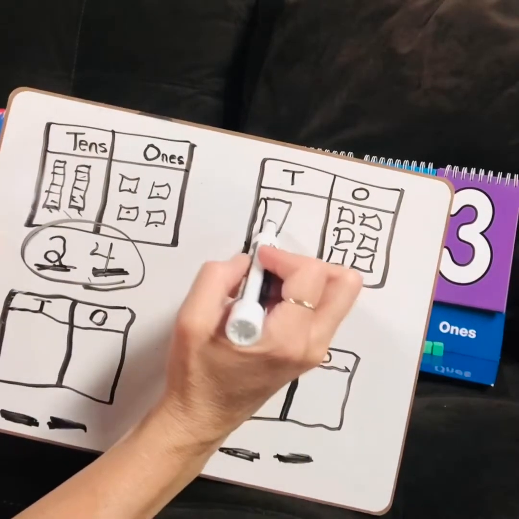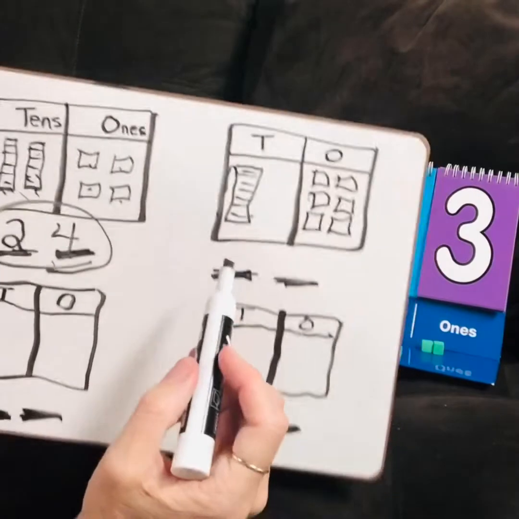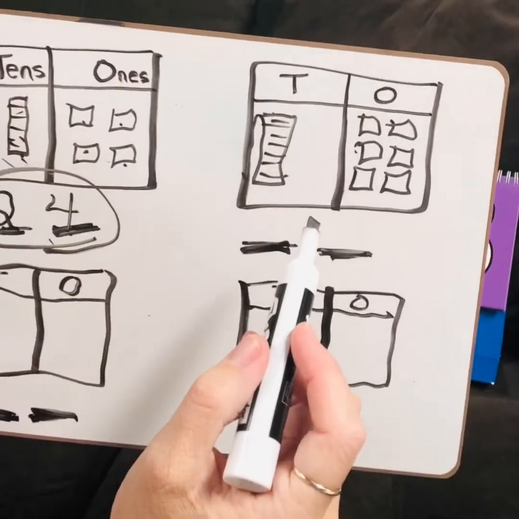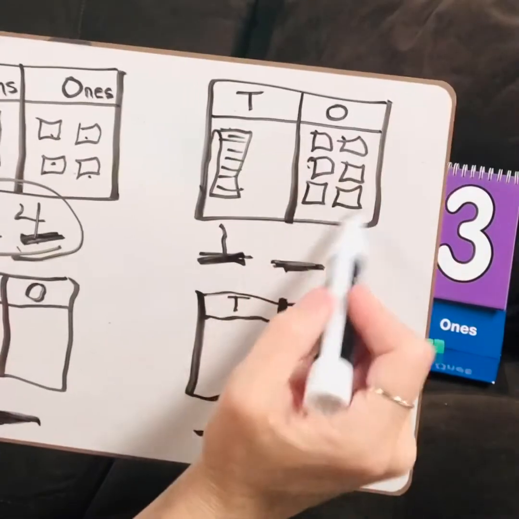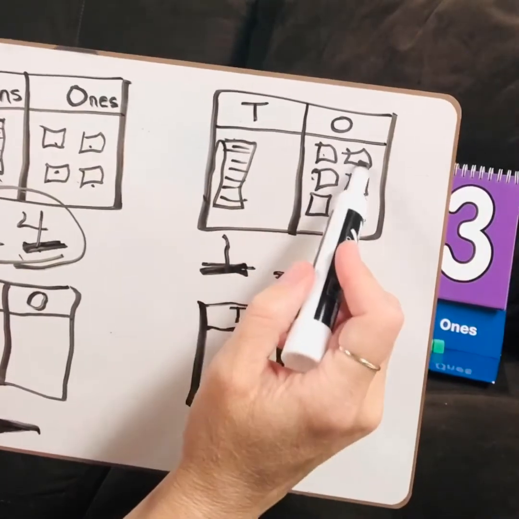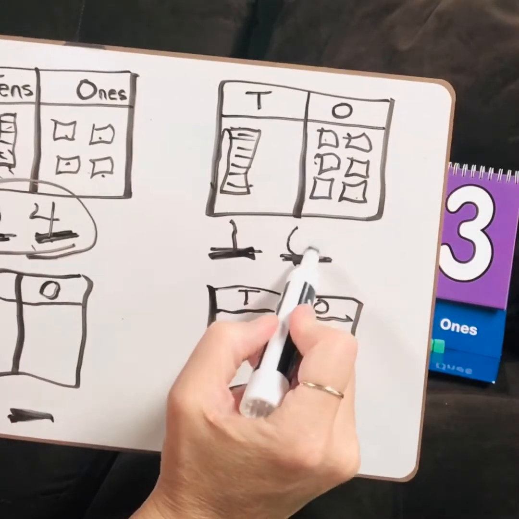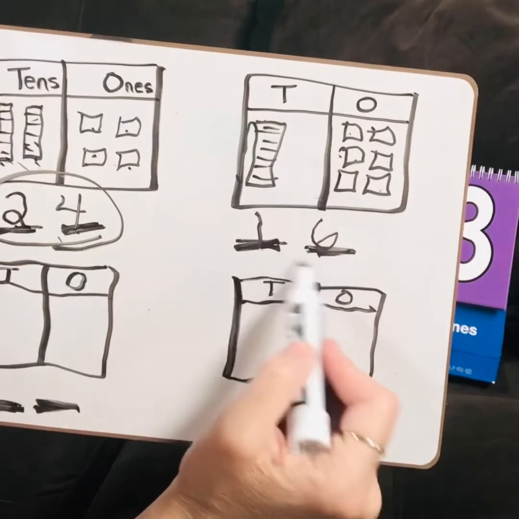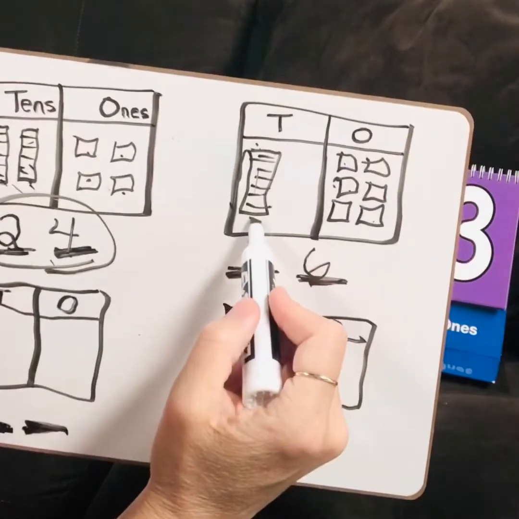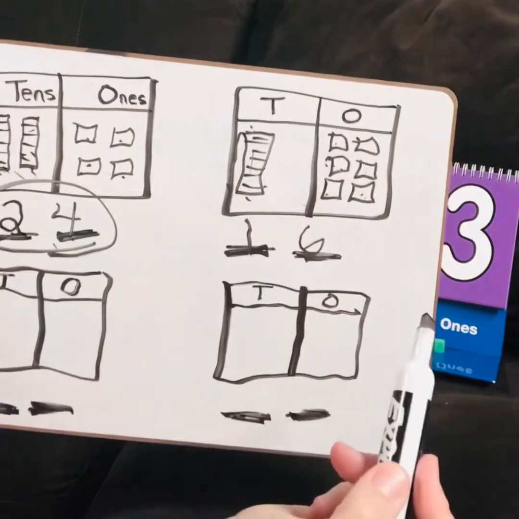All right, remember, this is a 10 rod. How many 10 rods do I have? Yep, 1. And how many ones do I have left over? 1, 2, 3, 4, 5, 6. So this number right here is 16. 10, 11, 12, 13, 14, 15, 16.